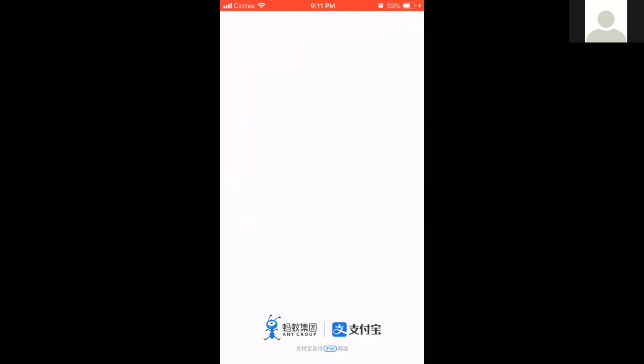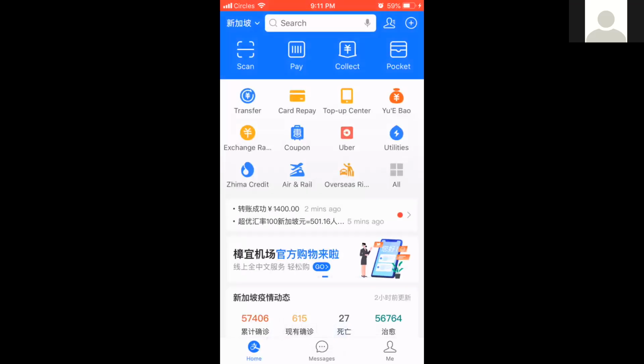No. This one, Alipay lah. Oh, don't put the Chinese English word Alipay. This is Chinese wording 支付宝. Okay. Oh, Alipay is still in Chinese. So Alipay has a lot of functions, but so far I didn't use them.